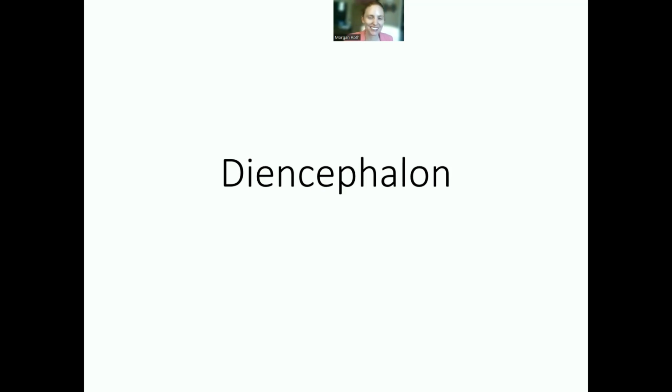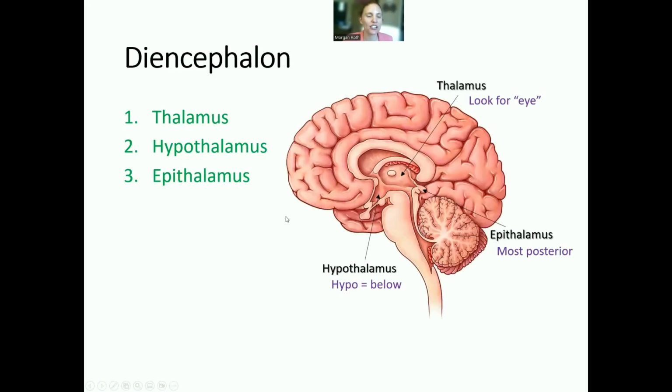What is that? Okay, so the diencephalon is going to include three regions, all of them found in the middle, the center of the brain. The thalamus is going to be right here. It is located near the third ventricle. It's really round, so I think it looks like an eye, especially with this piece right here. So look for the eye, that's the thalamus.